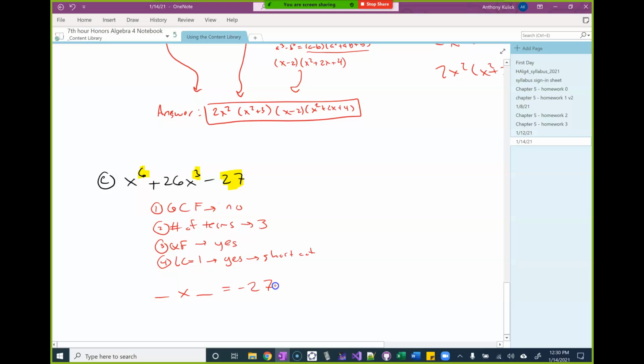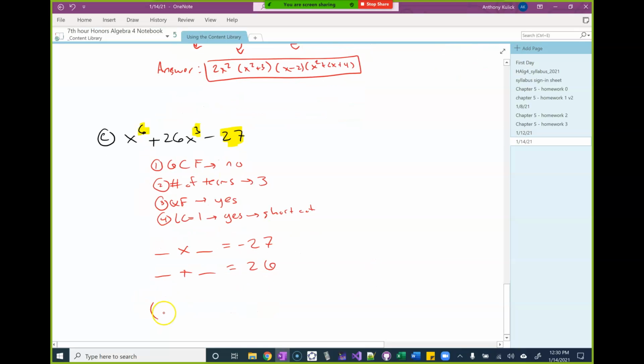So just like if it was a quadratic, we're going to find two things that multiply to give us negative 27 and add to give us positive 26. Those two things would be 27 and negative 1. Very good. So that's going to give me x cubed plus 27 and x cubed minus 1. Everybody's okay with why it's x cubed? If you're not, speak up.